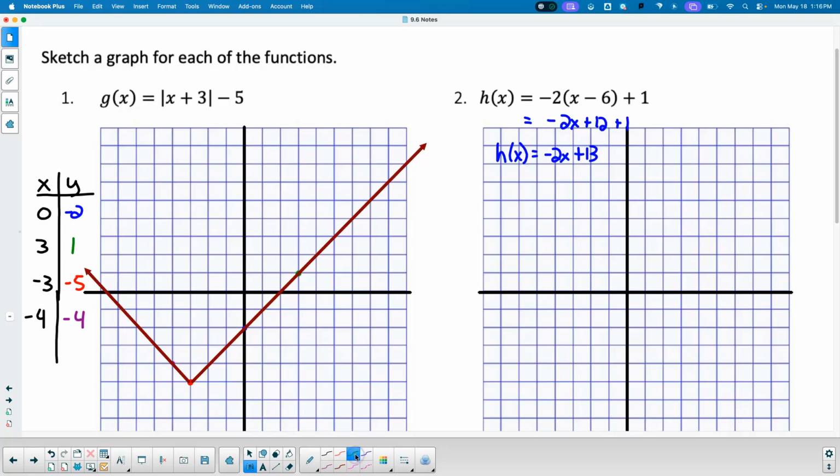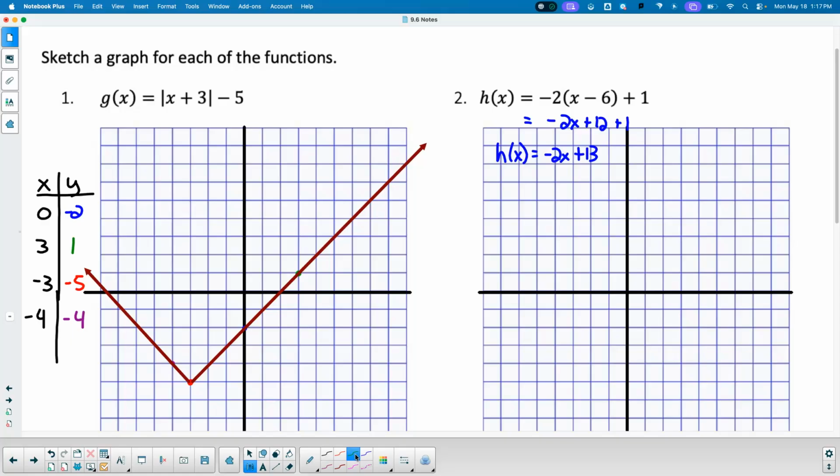That means I'm going to go up 13. 1 and 2, 3 and 4, 5 and 6, 7 and 8, 9, 10, 11, 12, 13, all the way up there. Uh-oh, we're off my graph. Now what? What can we do? We could change the scale of our graph. We could also move this horizontal axis down. What if this was a locked-in graph on a piece of paper? We could still make a T-chart, right?